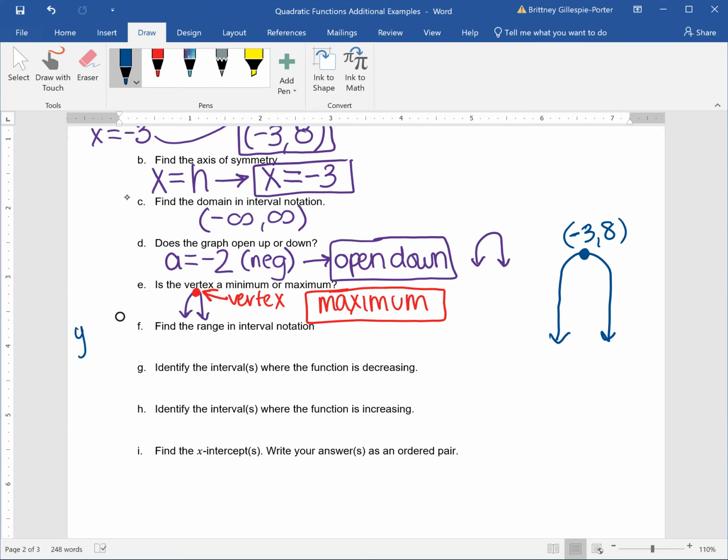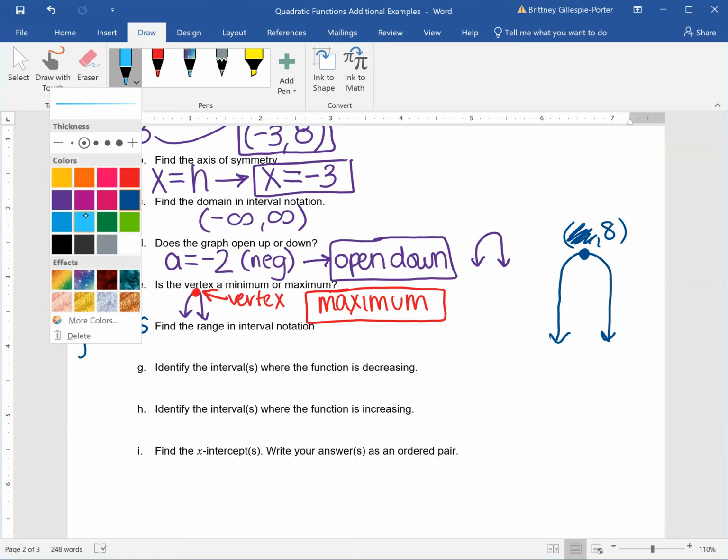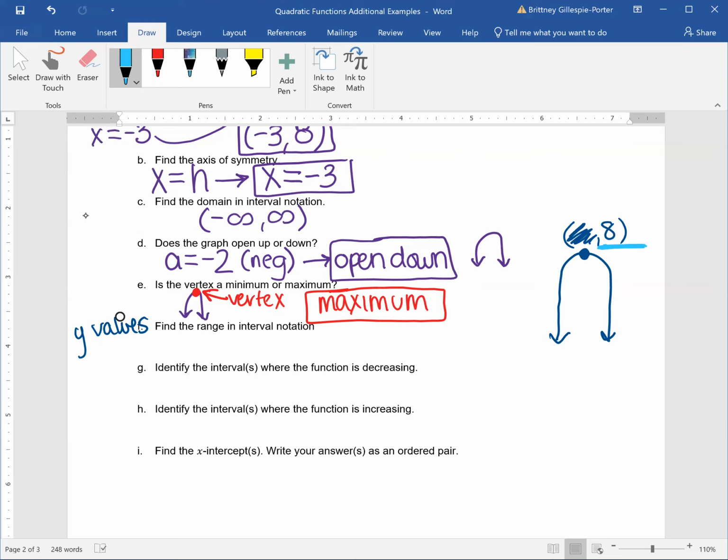Remember that our range is all about our y values. Since our y values are all we care about, let's get rid of the x values. I'm only going to concentrate on the y values. So if I'm looking at my y value and thinking about my graph, we said that this was our maximum. This is our highest, which means that our graph plummets down into the negative infinities.